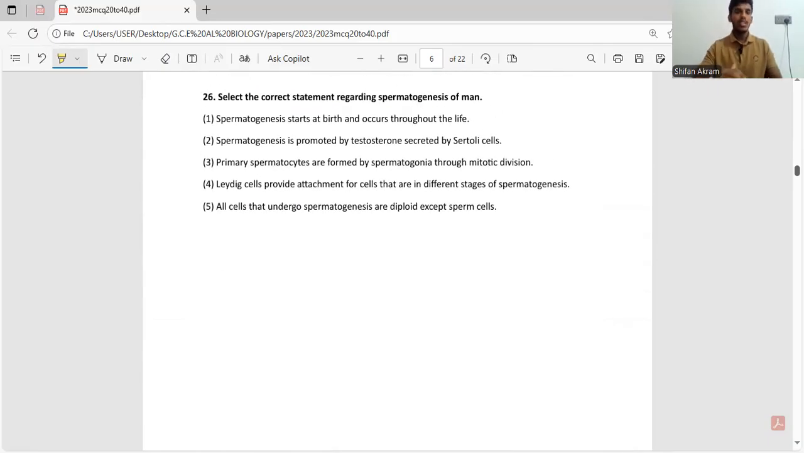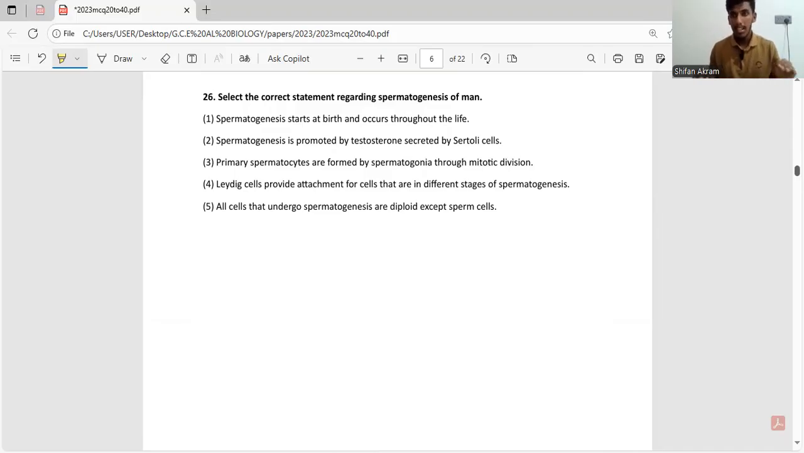Now let's go through the 26th question. Select the correct statement regarding spermatogenesis of men. Okay, what is spermatogenesis? Spermatogenesis is the development of the sperm cell inside the testis, right? So the first statement they are saying, spermatogenesis starts at birth and occurs throughout life.